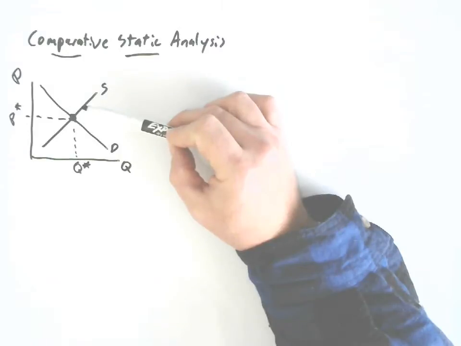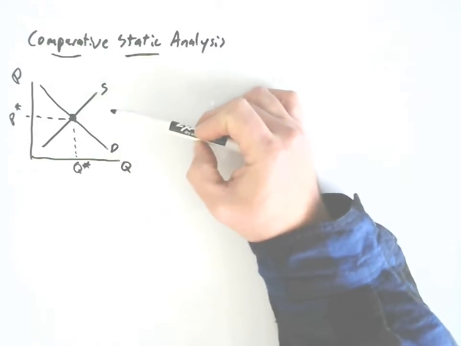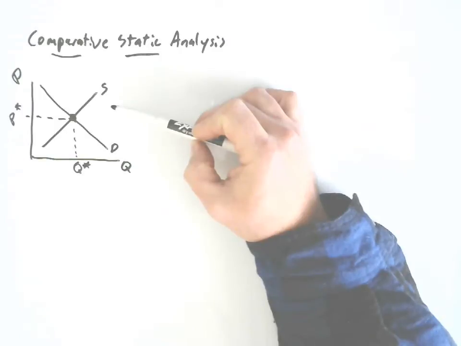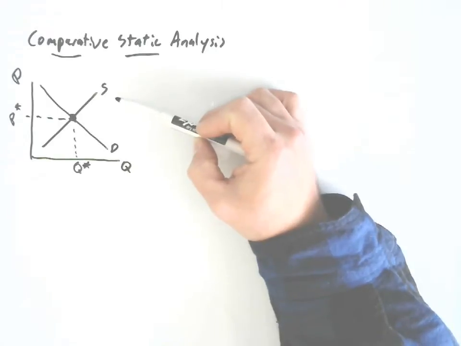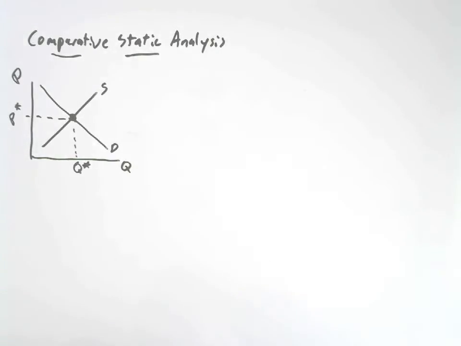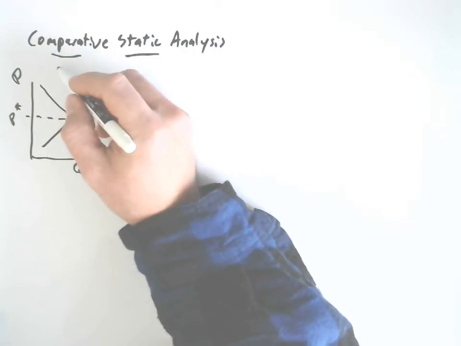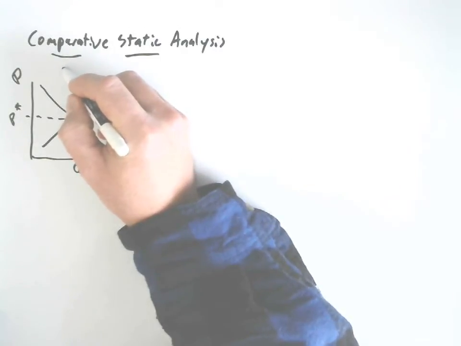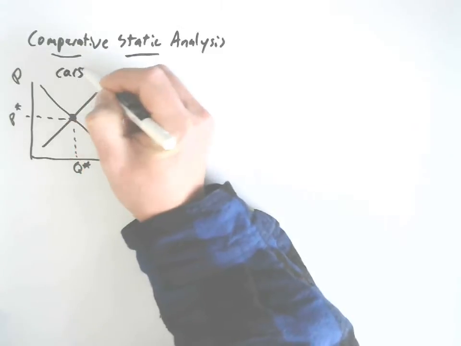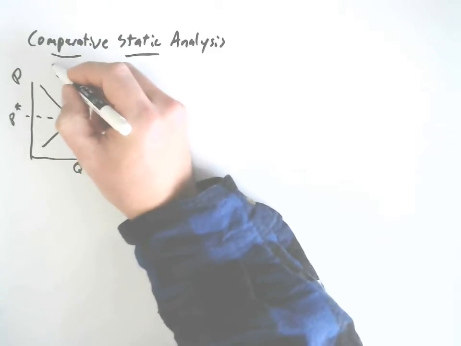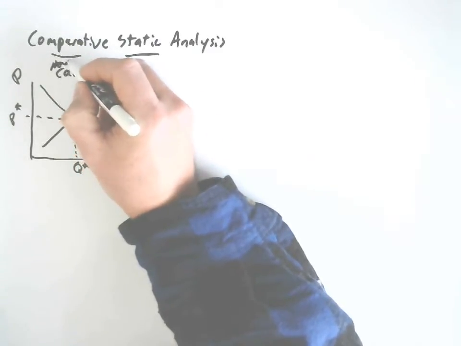Now, I'm not going to go through an exhaustive list of potential shocks because we covered those in the previous lectures on supply and demand, the demand curve shifters and the supply curve shifters. So we're going to go over some of them, but not all of them. So let's start. Okay, so assume that we have the market for cars. Okay, and specifically the market for new cars.